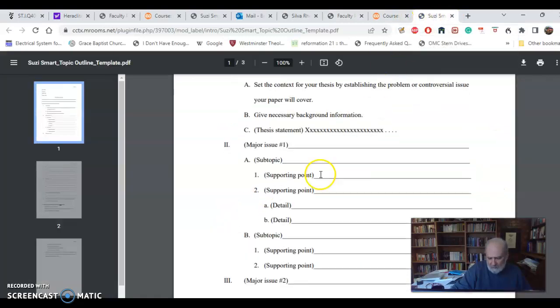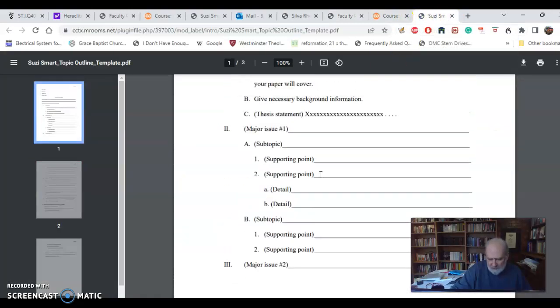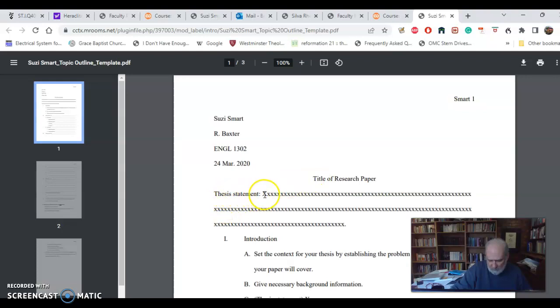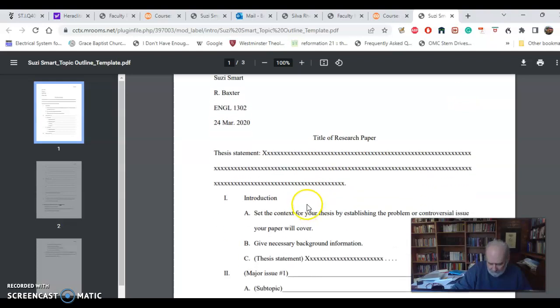Here it is. What this does. You'll notice up here, this is where, and they've got the X's, but this is your blank thesis statement. Not the whole thesis paragraph, just your thesis statement in its bare form. Put that right here, okay?